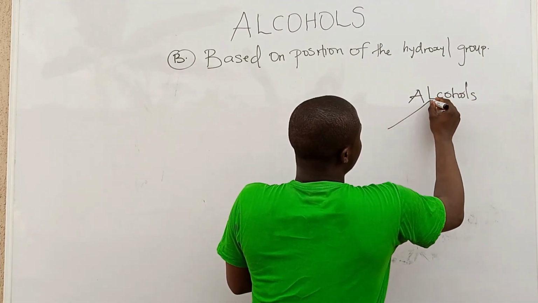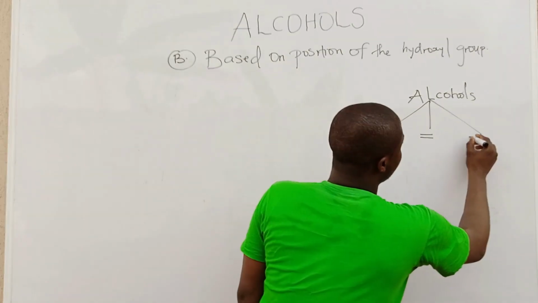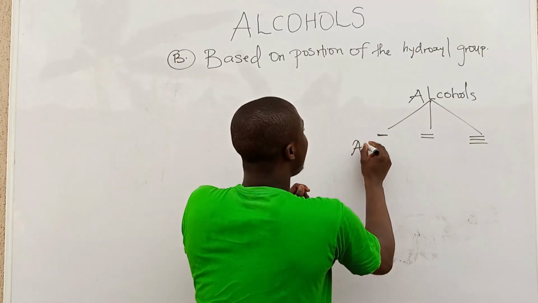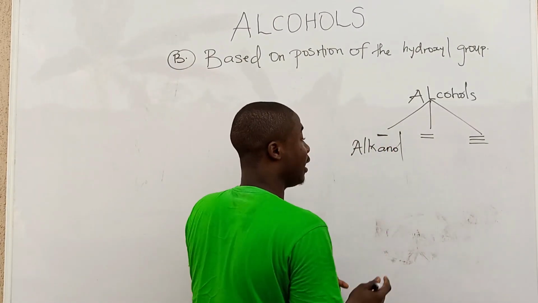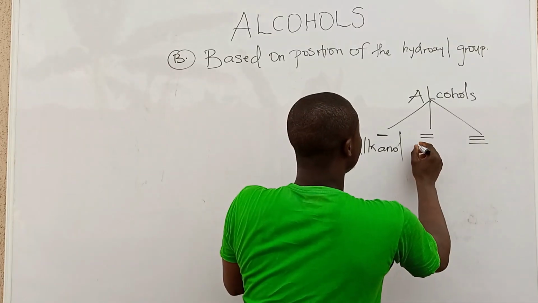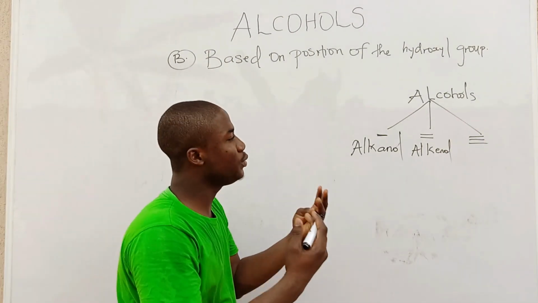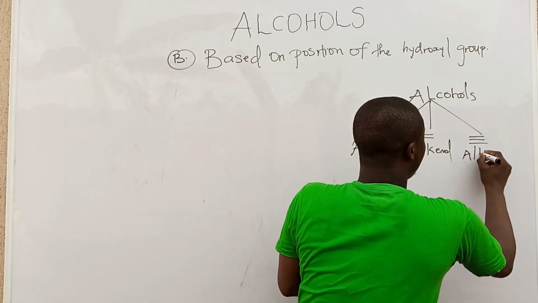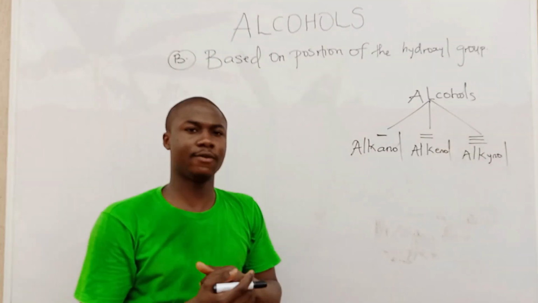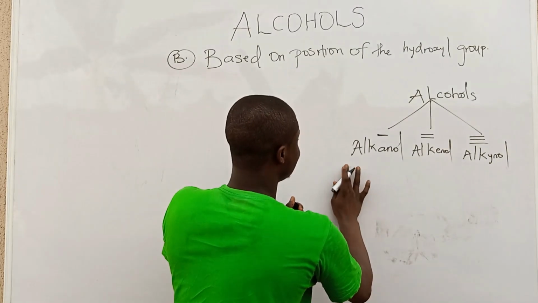We have alcohols with single bonds, alcohols with double bonds, and alcohols with triple bonds. Alcohol with a single bond is called an alkanol, while alcohols with a double bond are called alkenols. And lastly, alcohols with a triple bond are called alkynols. This is the classification of alcohols.